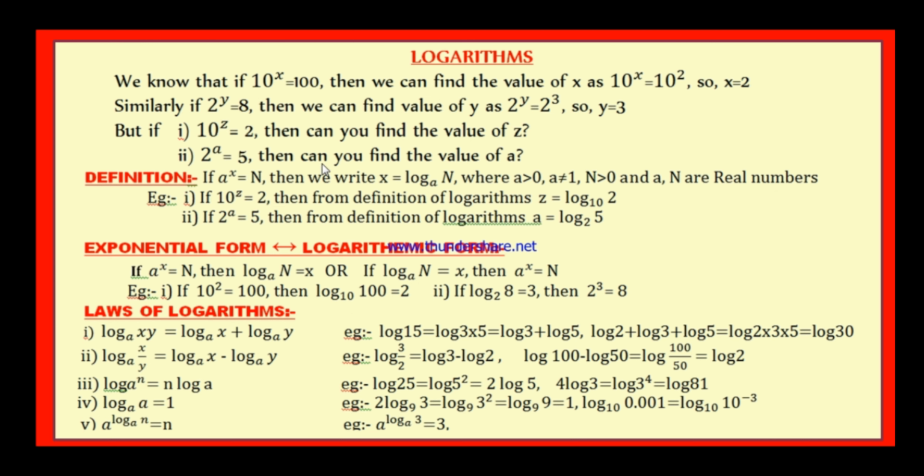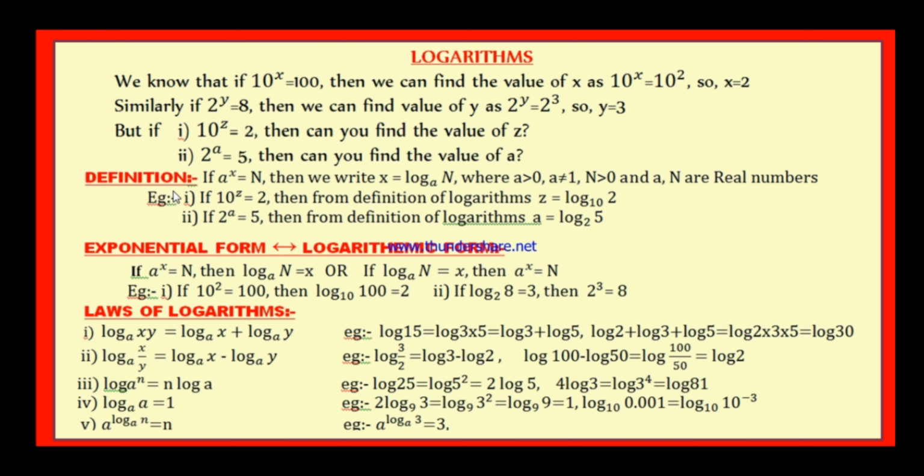In this case, you see here a power x is equal to n. This is an equation in exponential form. Whereas x is equal to log n to the base a is another equation. This equation is in logarithmic form, you can say. Here a power x is equal to n is called an equation in exponential form and x is equal to log n to the base a is called an equation in logarithmic form. Therefore, a power x is equal to n can be written as x is equal to log n to the base a.